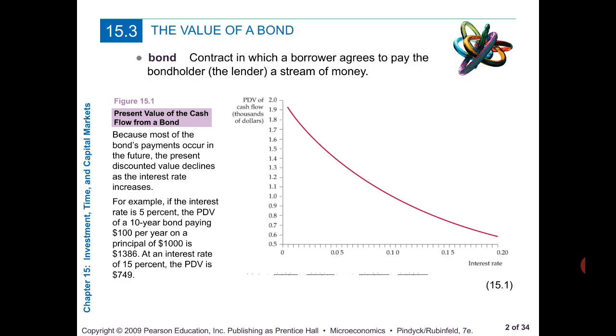A bond is a contract in which the borrower, in this case a firm, agrees to pay the lender, whom we call the bondholder, a stream of money over a fixed period of time. In other words, this is an IOU contract, payable at a fixed interval of time, let's say monthly or annually, but the amount of payment is the same. Let's say $100 per month or per year.